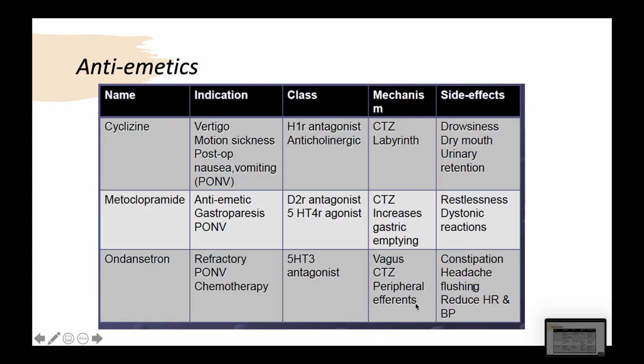Here I've listed all the antiemetics, well, the main ones that you need to know about, which include cyclizine, metoclopramide, and ondansetron. As you can see, all of them act on the chemoreceptor trigger zone. As well as that, you just need to know the basic class they are in, as well as their main side effects. So I'm not going to read it out. Learn this in your own time, and hopefully this will get you some marks in the exam.